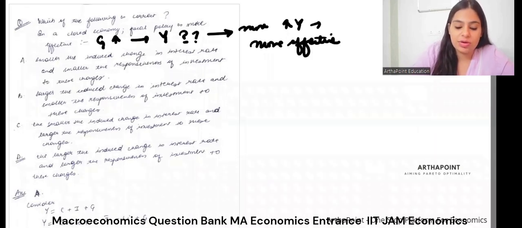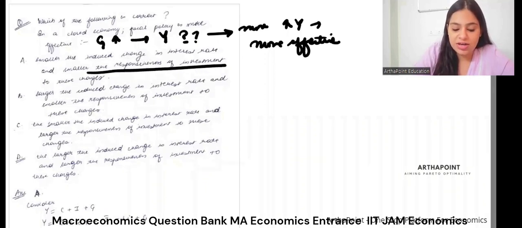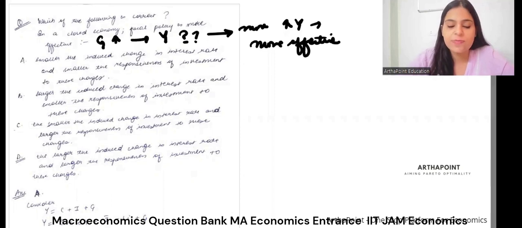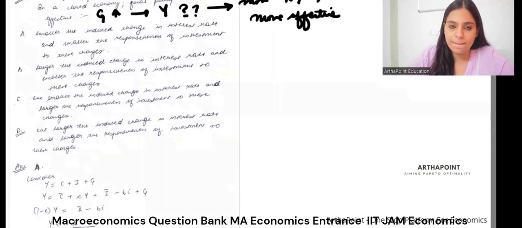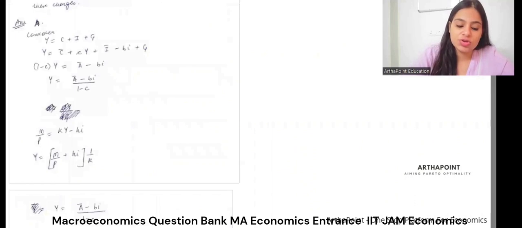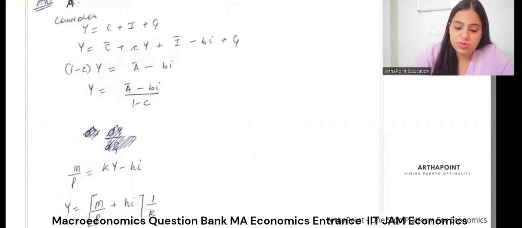Okay, read. Smaller the induced change in interest rate, smaller the responsiveness of investment. Larger the induced change in interest rate, smaller the responsiveness of investment, smaller the induced change and larger the induced change. Just read it and then let's do this question. Okay, let's begin together. I've tried to explain as much as possible.